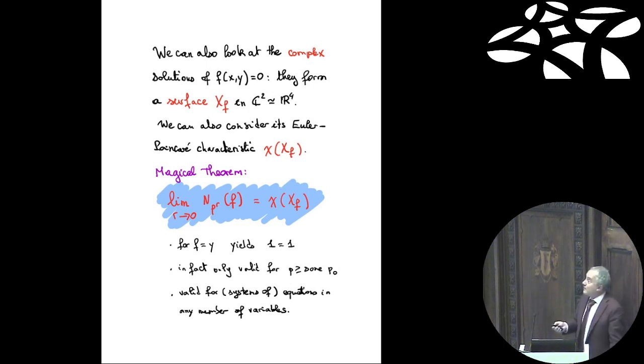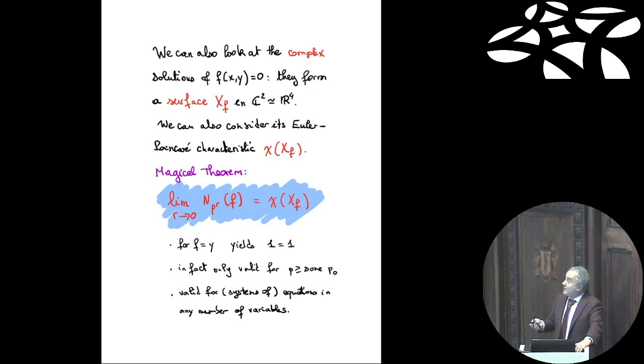And now there is a beautiful statement. Of course, disclaimer: what is written here has no meaning. The idea is to explain to you what it means. But I find it appealing to state the theorem like that, even if it has no meaning. You can recover the Euler characteristic of the surface of complex solutions as the limit when r goes to 0 of the number of solutions in the field with p^r elements. So maybe I should ask, why is there no meaning to that statement?